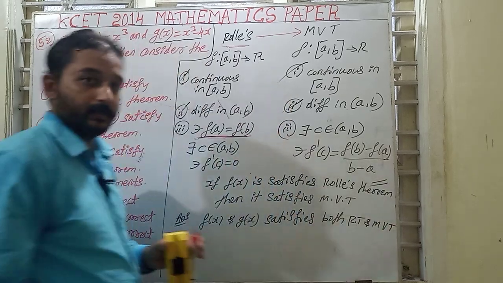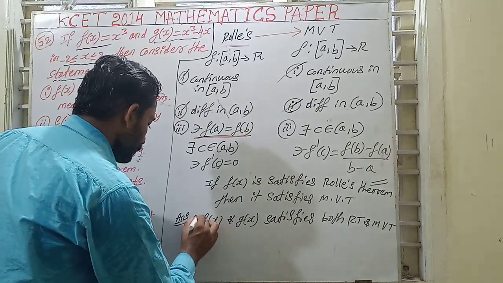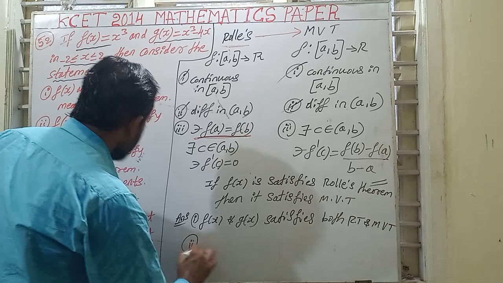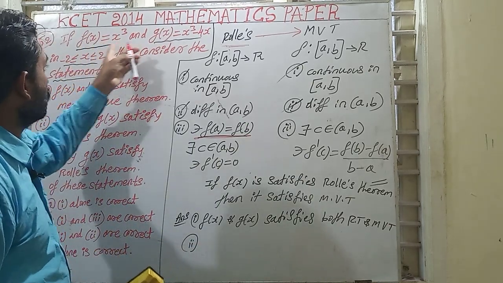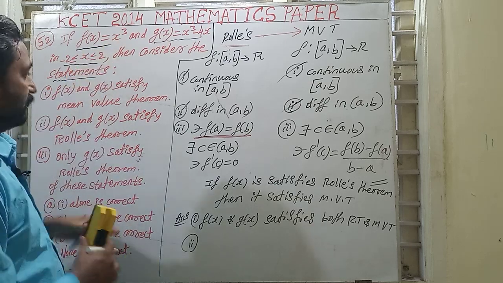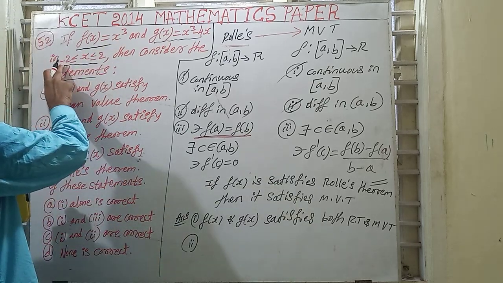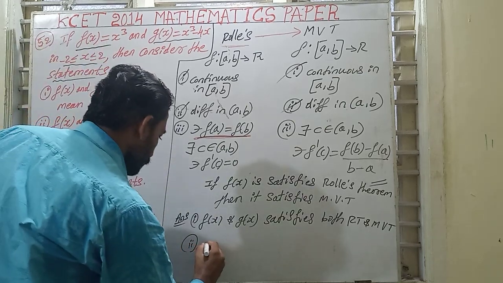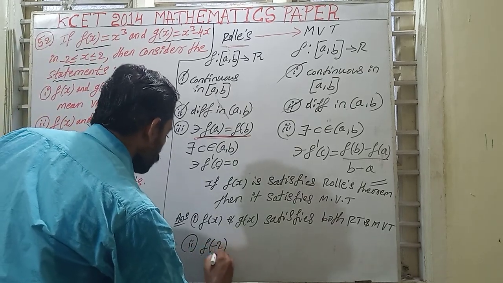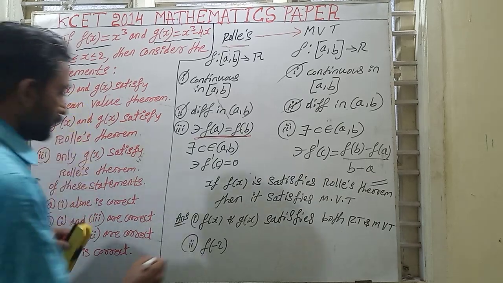Okay, but we check the second one. So which one of the following is applicable for Rolle's theorem? So first we take f of x, lower limit -2, upper limit +2. We have to find out f of -2 and f of +2. f of -2, what is that? -8.